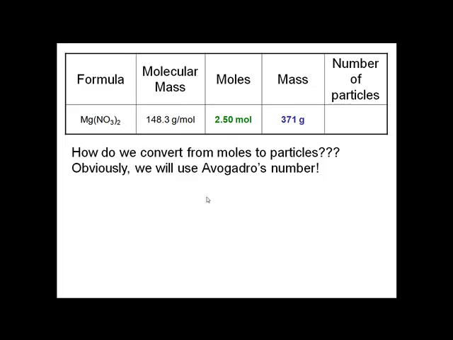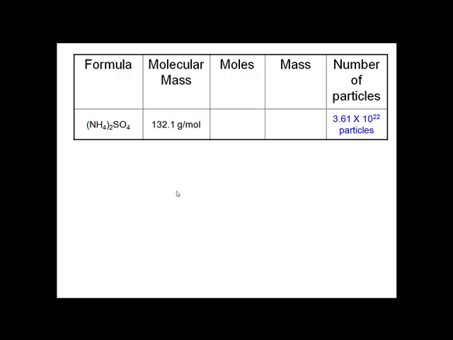Now to go from moles to particles, you would just multiply by Avogadro's number to get 1.51 times 10 to the 24th. Try this last one here. That's ammonium sulfate. You're starting with number of particles. So convert that to moles and mass. I'll give you a minute to do that. You can pause the video now.